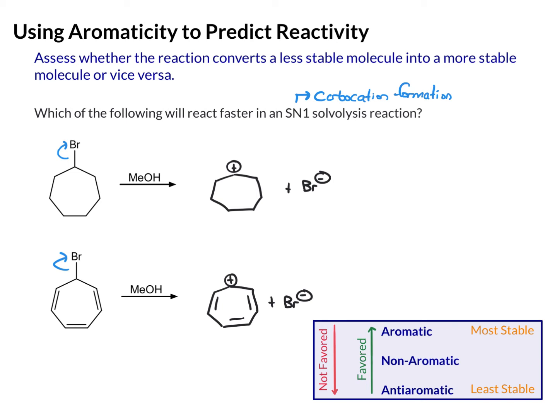In the first case, we have this just 7-membered ring with a Br. It's not a conjugated system. We have a non-aromatic starting material. And after the reaction, we have a non-aromatic product. So essentially, nothing gained, nothing lost. You're not really getting less stable in terms of aromaticity. You're not getting more stable.